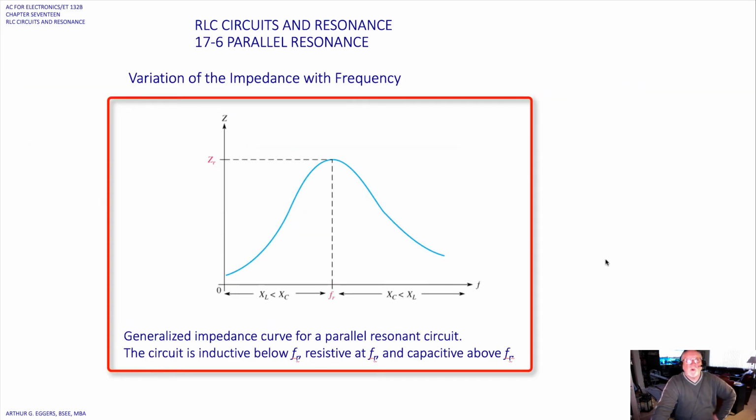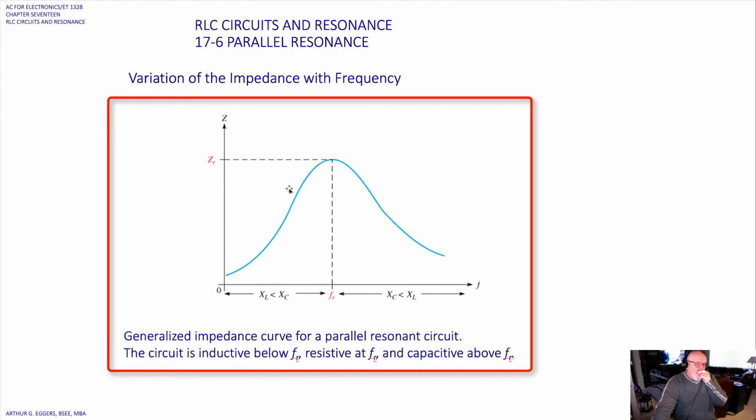So we can see the waveform here, what's happening with the impedance in a resistor at resonant frequency and the relationships above and below resonant frequency for the reactances. The generalized impedance curve then for a parallel resonant circuit shows that the circuit is inductive below the resonant frequency, resistive at resonant frequency, and more capacitive above the resonant frequency.